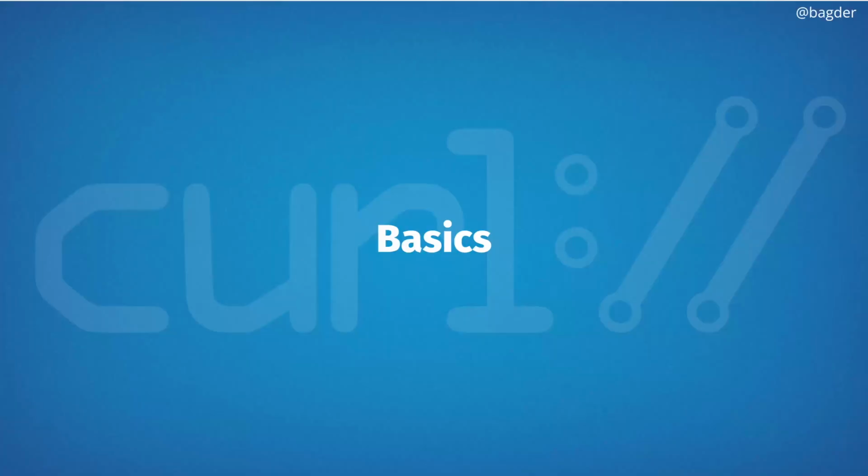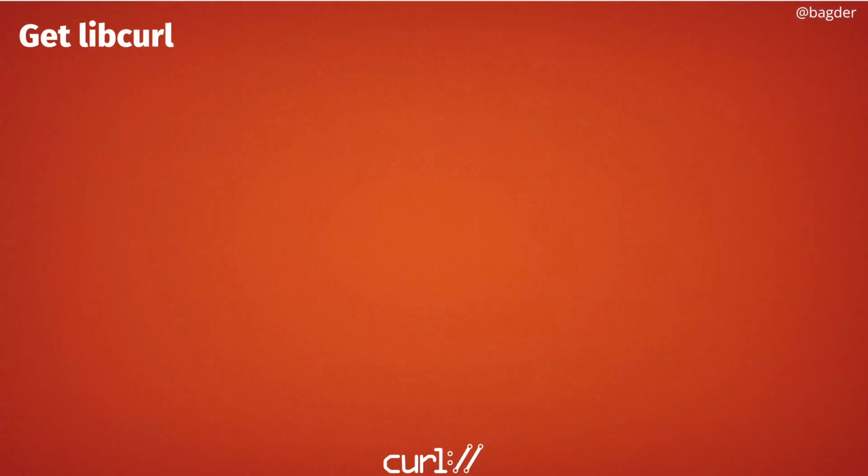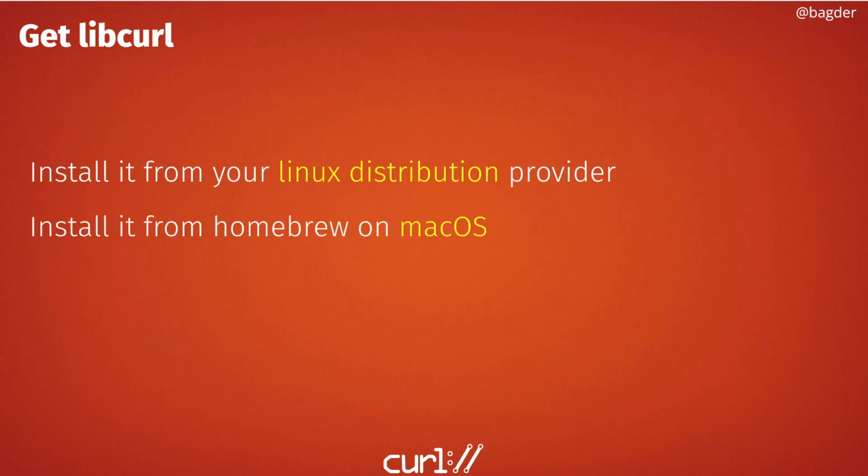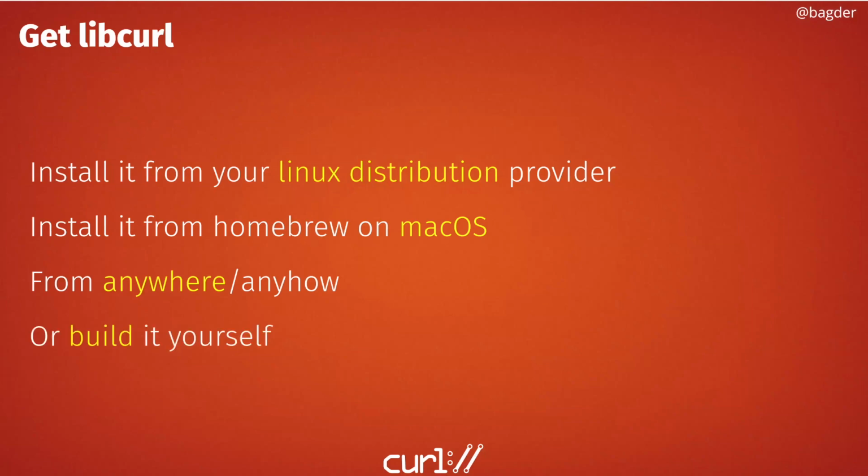So, let's start with things. Of course, when you want to do something with libcurl, you need to get it first. If you're using Linux, there's going to be a libcurl package in your Linux distribution. If you're using Mac OS, you can install it with Homebrew or MacPorts or whatever. There are plenty of different ways and mechanisms to get it installed, and it's also a fairly easy thing to build it yourself from source code and use that.